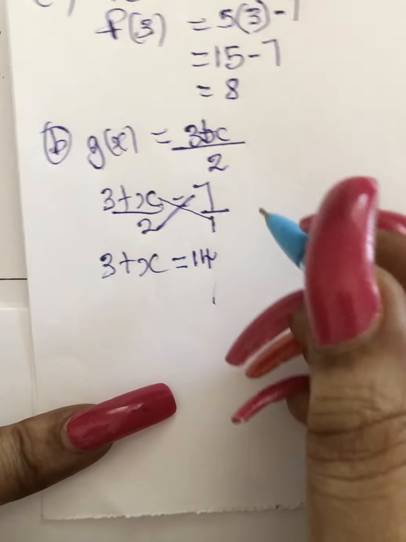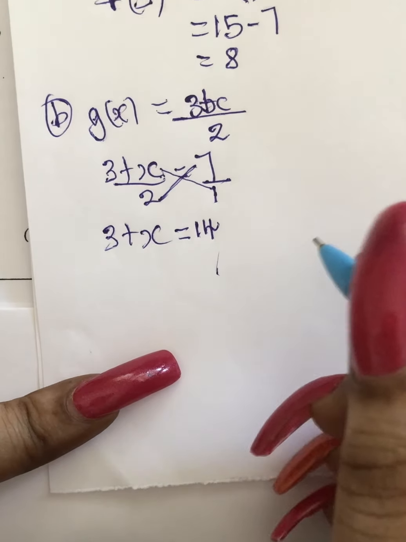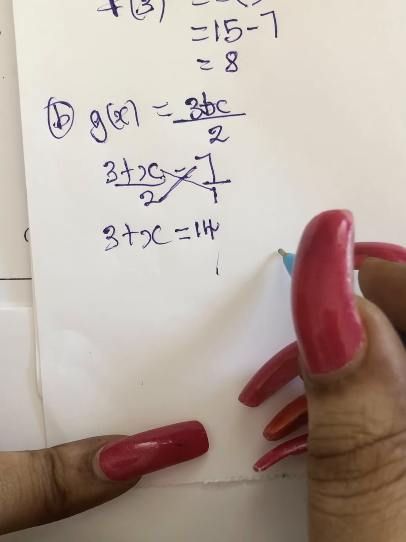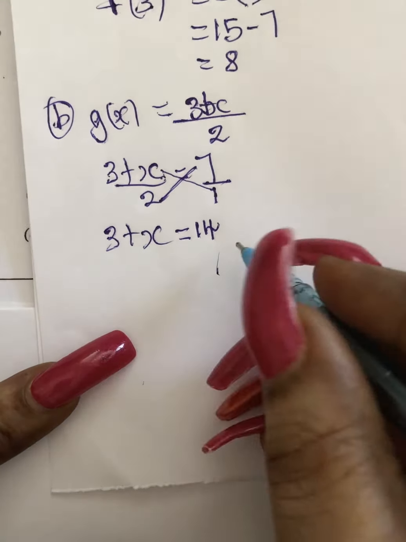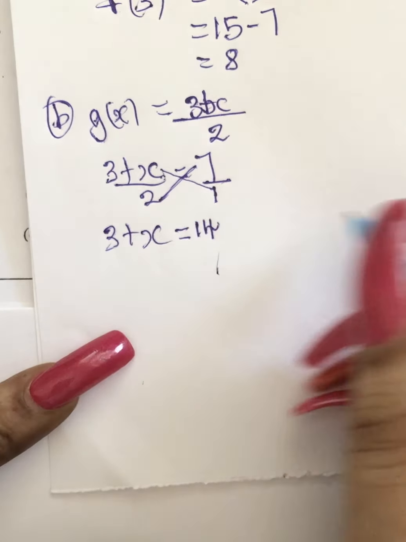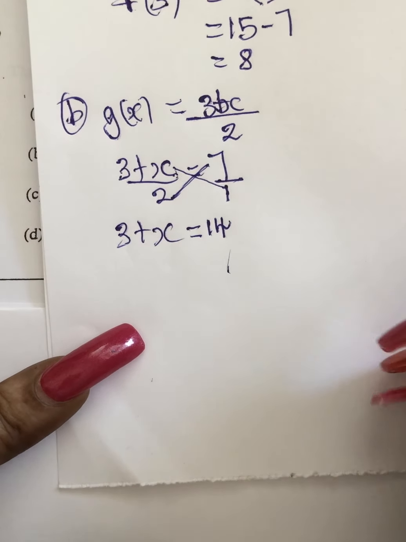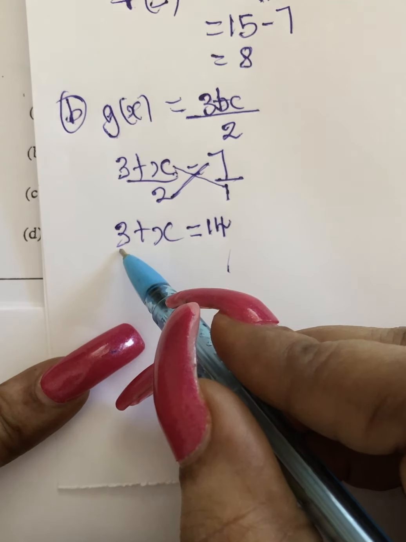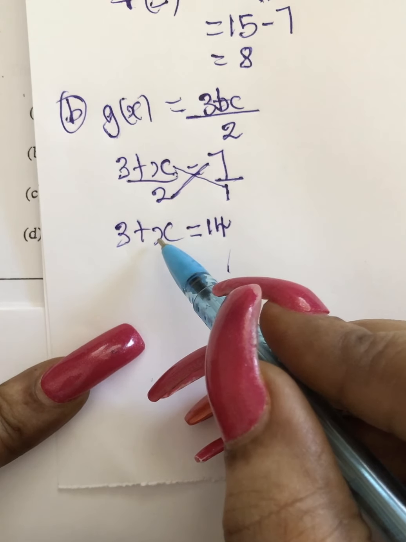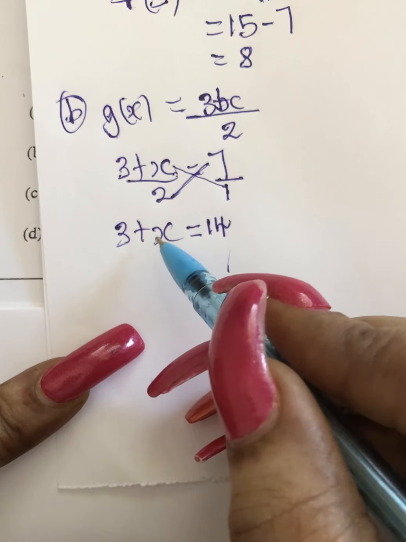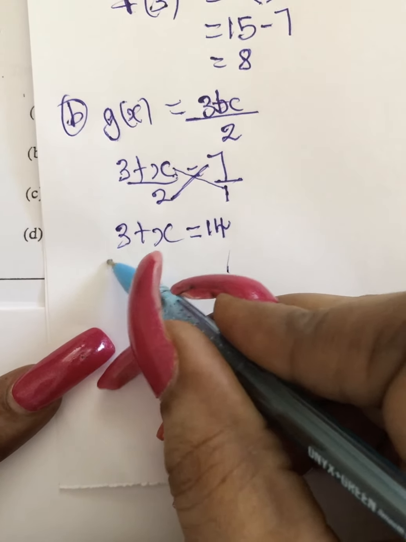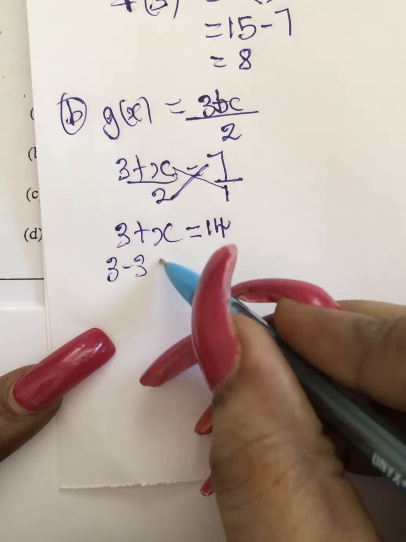And what I do from here is to solve using whatever method. I can use the balancing method, any method I want to, the carry across. If I'm to use the balancing method in this case, all right? I want to get rid of 3. I want x by itself on the left hand side. As a result, I do the opposite of 3. 3 is a positive, so I subtract 3.